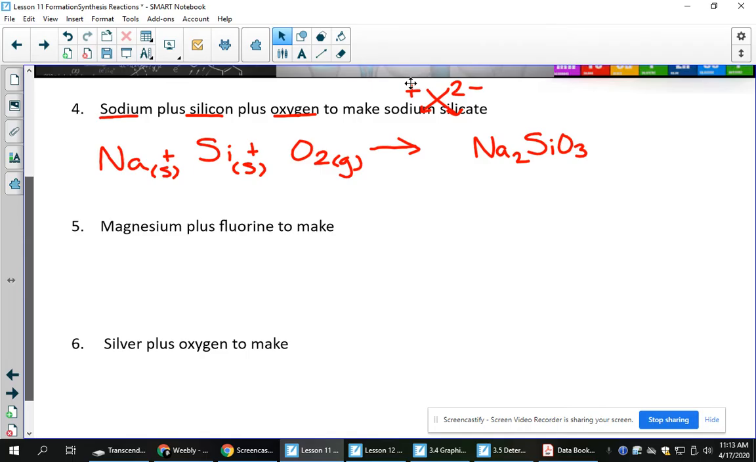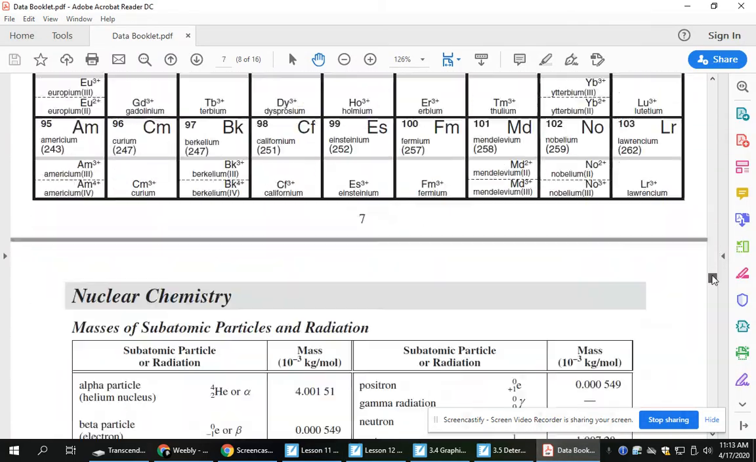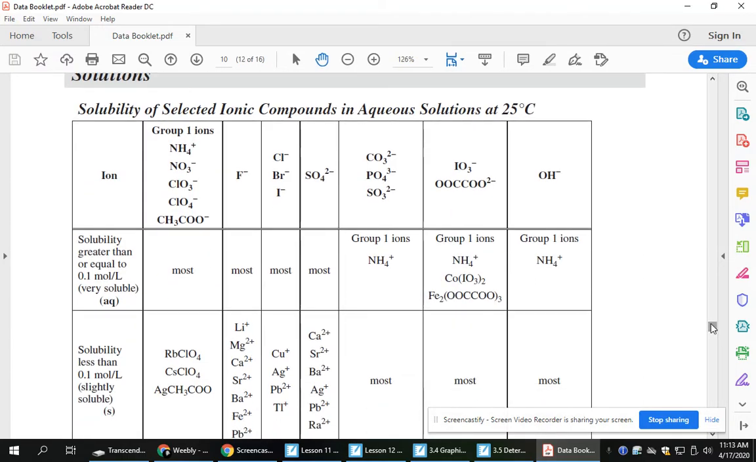Now to determine the state, I'm going to my solubility table, and I'm looking to see if I can find on the top row silicate, SiO3, or sodium. Now sodium is a group 1 ion. I don't see silicate anywhere, but I do see sodium in the first column. It's in the group 1 ions. So I'm going to go below. It's either going to fall into the solid or the aqueous rows, and I don't see sodium silicate listed under the solids. So that means it falls into most, and this will be an aqueous solution.